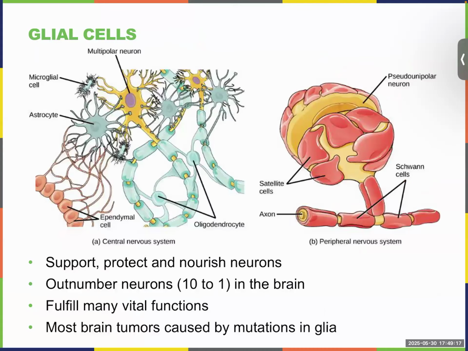You have glial cells, okay, which can provide support to the actual neuron, and they show a multipolar neuron here. So they support, protect, and nourish the neurons. There's more of these support cells than neurons, a 10-to-1 ratio in the brain. They fulfill many functions. And brain tumors are usually caused by mutations in the glial cells.